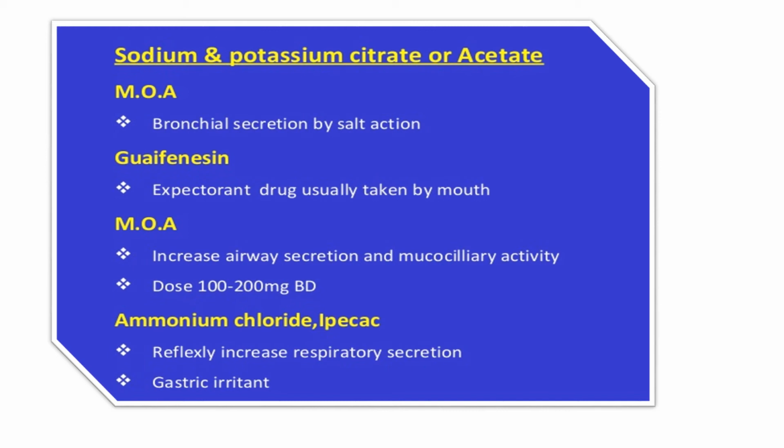Guaifenesin acts as an expectorant, which is a drug usually taken by mouth. Its mechanism of action is that it increases the airway secretion and the mucociliary activity. The dose will be 100 to 200 milligram BD, or twice a day. Now ammonium chloride and ipecac: reflexly they increase the bronchial secretion and act as a gastric irritant and suppress the cough.